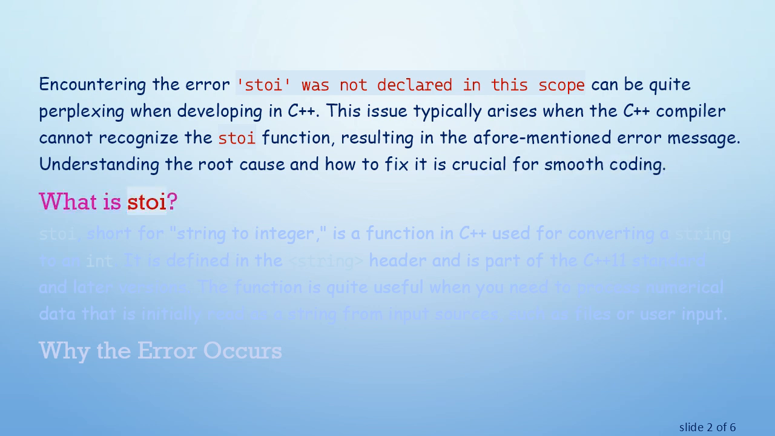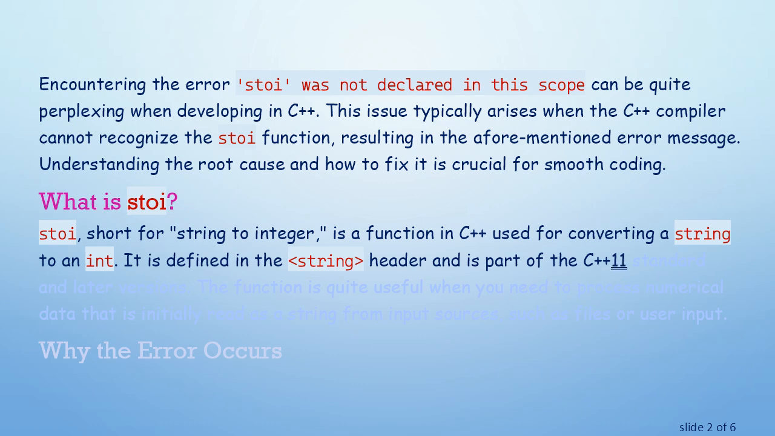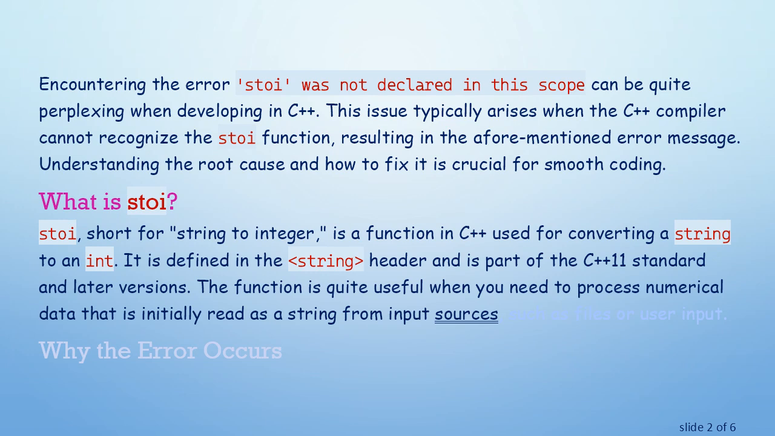What is stoi? Stoi, short for "string to integer," is a function in C++ used for converting a string to an int. It is defined in the string header and is part of the C++11 standard and later versions. The function is quite useful when you need to process numerical data that is initially read as a string from input sources, such as files or user input.